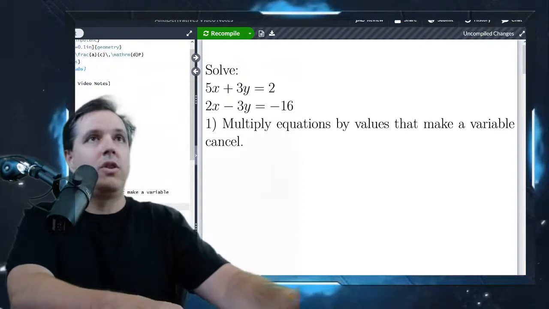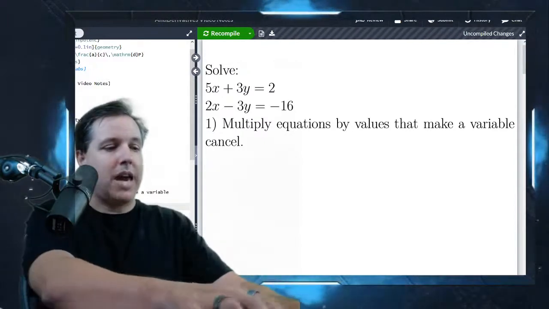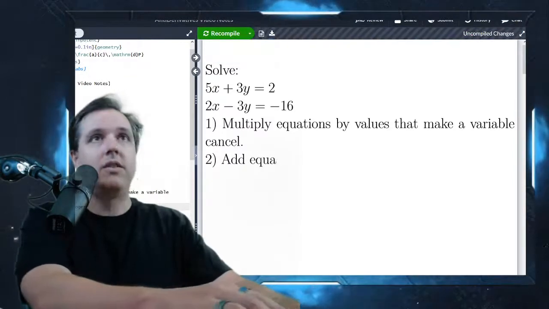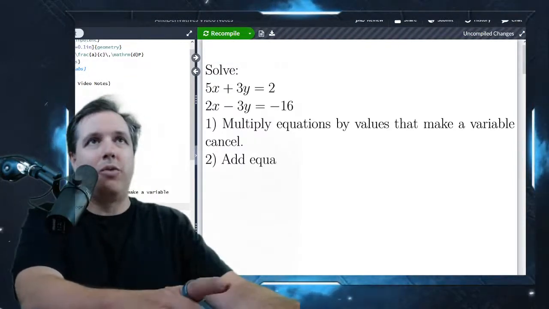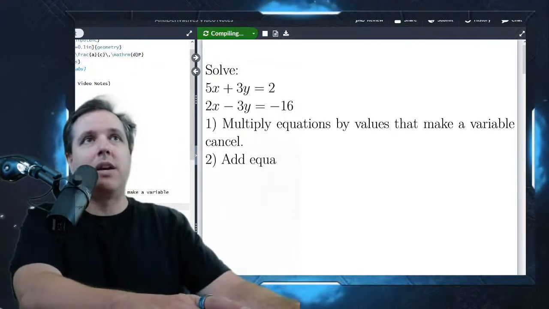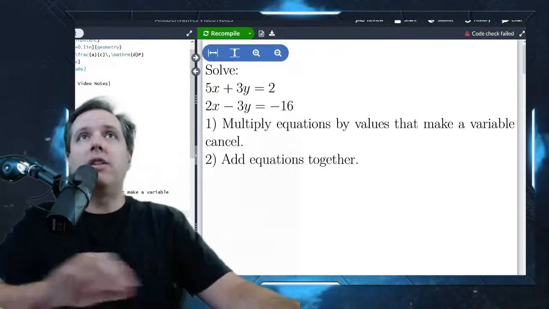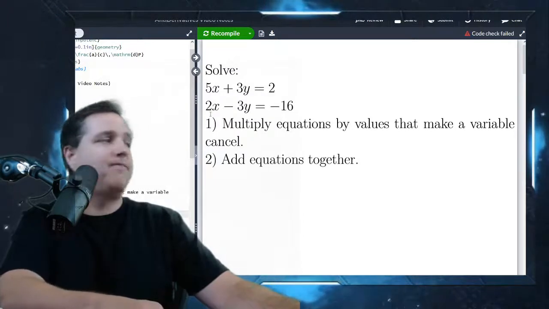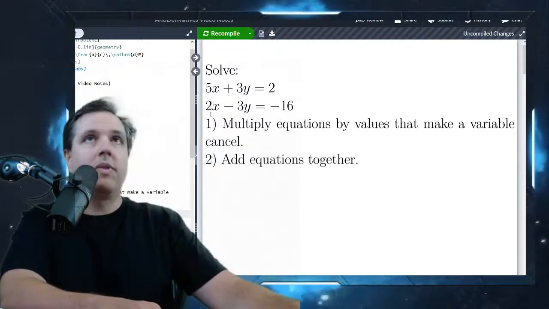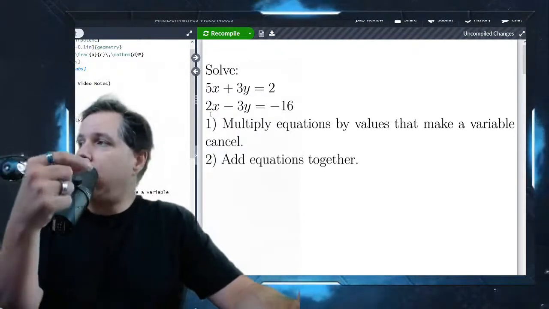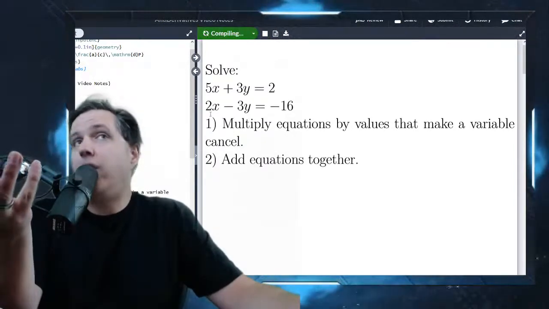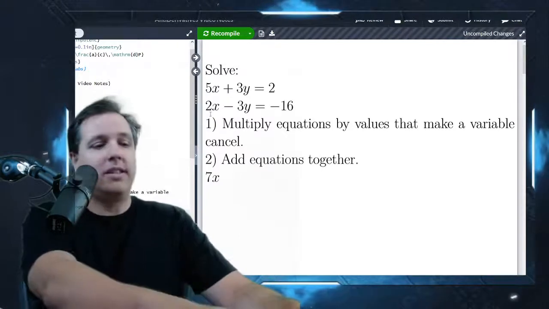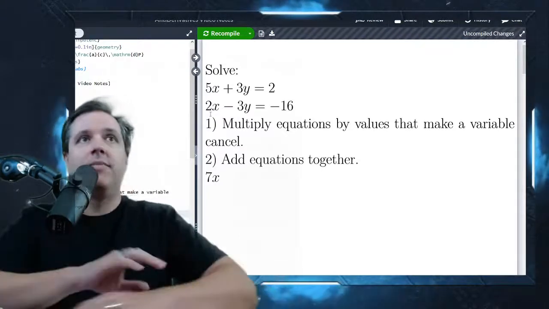Step 2. Step 2 is we add the equations together. Technically, you could subtract, but we always generally think of them as adding them together. So what does that look like? Well, if I have 5x plus 2x, I get 7x. And then the plus 3y and the minus 3y cancel. That was the whole point. Equals, then on the right side, we have 2 minus 16, which is negative 14.